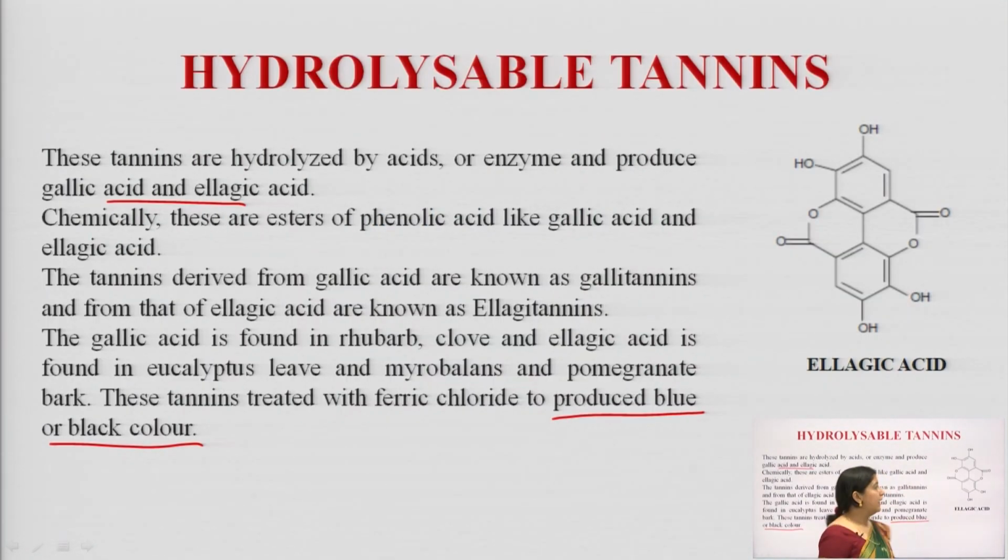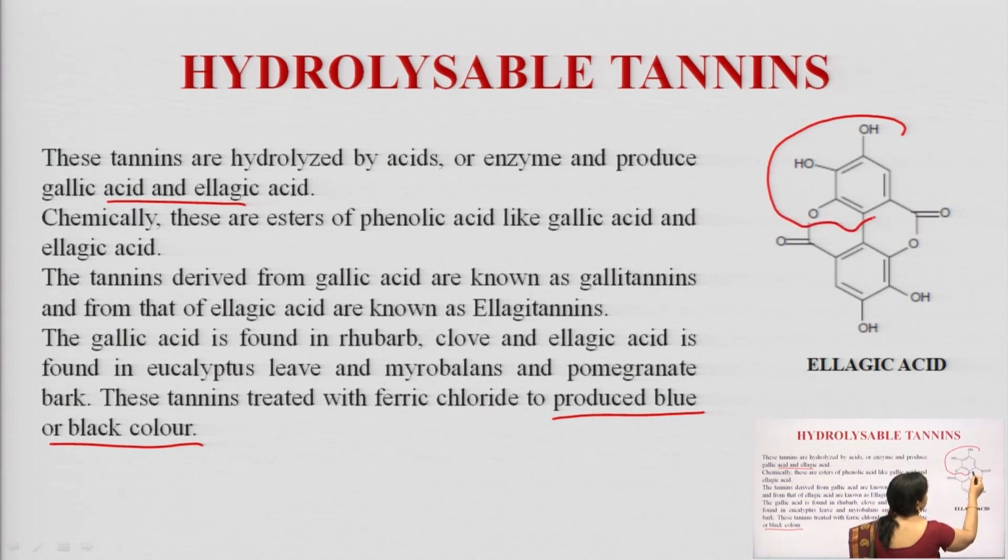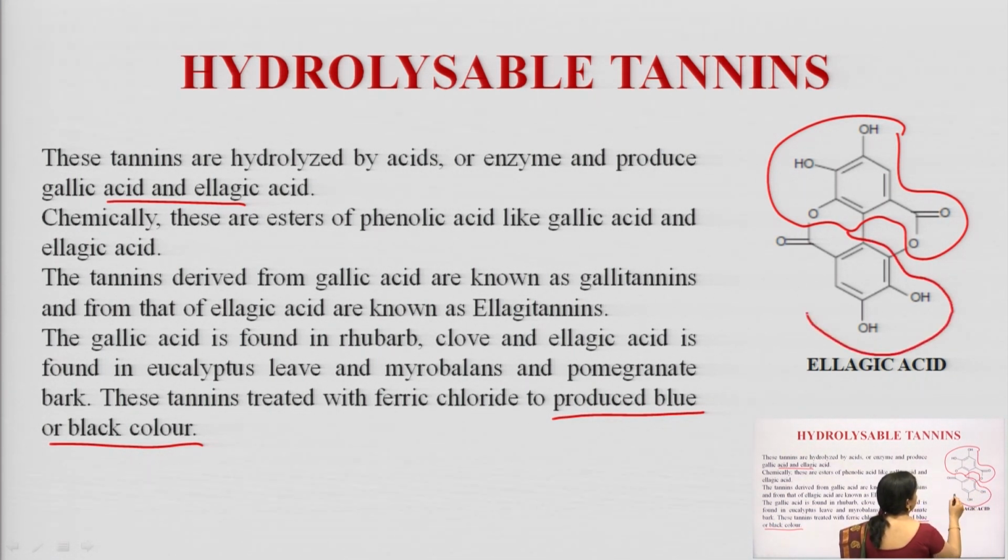If we look at this structure, here you can see this is one carboxylic acid structure, and then we have another structure which is present here. So, it is a combination of 2 gallic acids. Ellagic acid is actually the combination of 2 gallic acids coming together to form the ellagic acid.